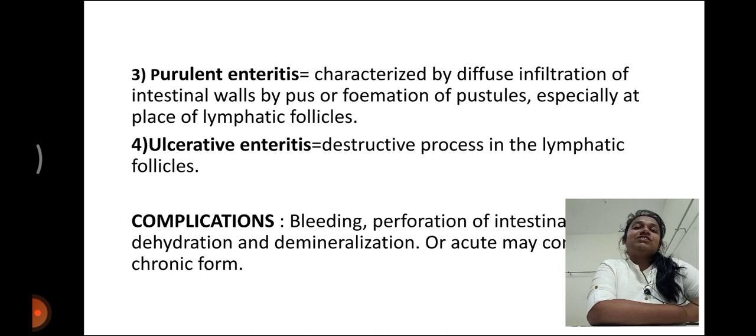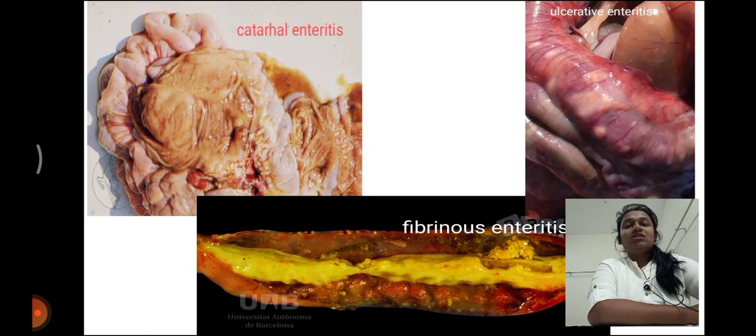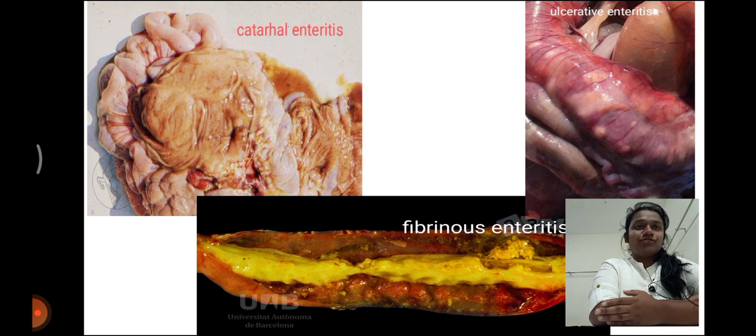There are complications in acute enteritis, which are bleeding, perforation of intestinal wall, dehydration, demineralization, and acute may convert into chronic form. This is the main important point, which is converted from acute to chronic form. Let's see some photos of ulcerative enteritis, fibrinous enteritis, and chronic enteritis.